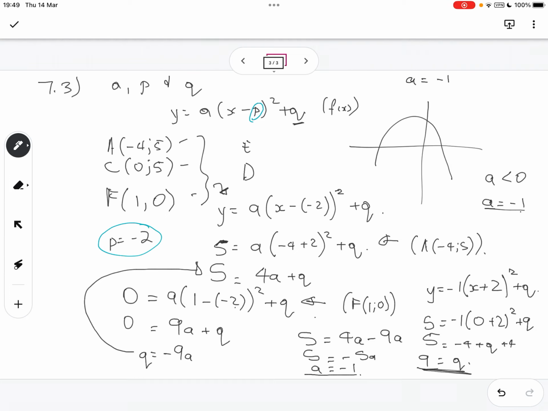Just want to check. Yeah, that is the correct answer. So then the values are: a is negative 1, p is negative 2, and q equals 9.